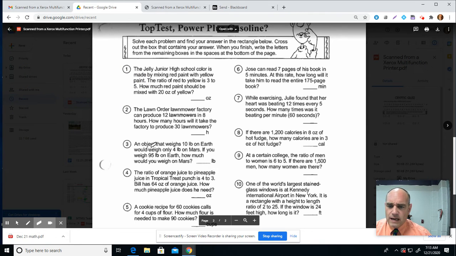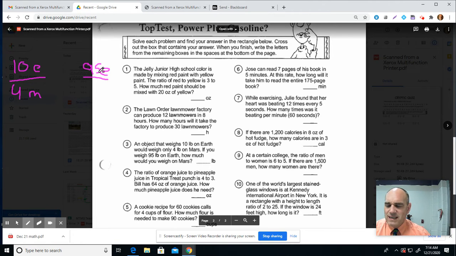So question number 3, an object that weighs 10 pounds on Earth would weigh only 4 pounds on Mars. If you weigh 95 pounds on Earth, how much would you expect to weigh on Mars? So step 1, my true statement, I know I weigh 10 pounds on Earth, only 4 pounds on Mars. So I'm going to write this as 10 pounds on Earth. And if I weigh 10 pounds on Earth, I know that I'm going to weigh 4 pounds on Mars. Well, the question wants to know about 95 pounds on Earth. Earth is on top, so that's where I put my Earth weight. And now I've got to figure out down here what I would weigh on Mars.